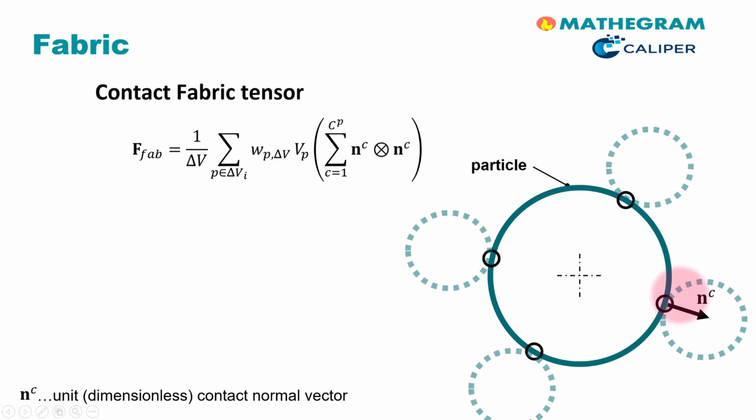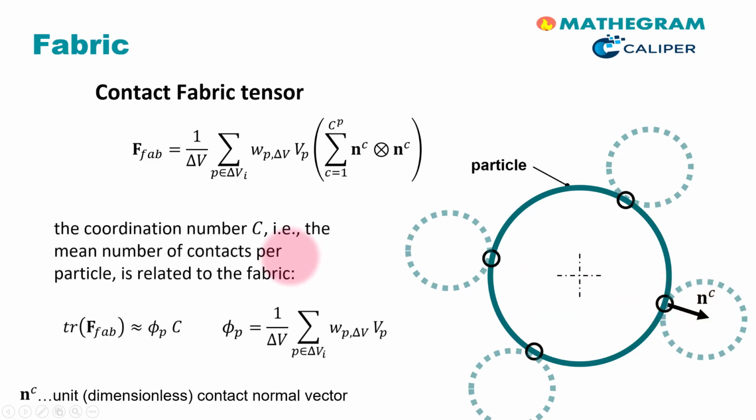The other quantities are similar as for the stress, and please note that this n superscript c is a dimensionless quantity with a length of unity. The most important quantity that can be derived from the fabric tensor is the coordination number C, i.e. the mean number of contacts per particle. You see the expression relating the trace of the fabric tensor and the coordination number here below.